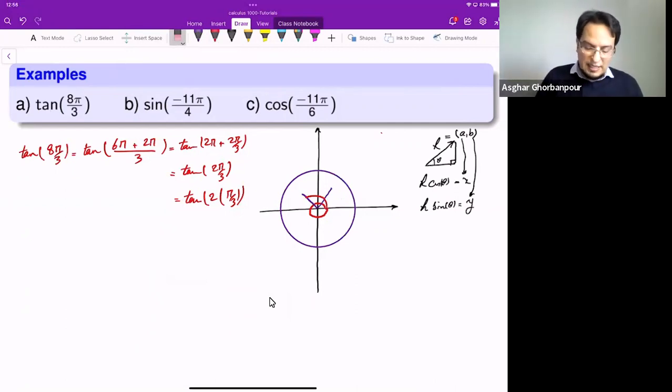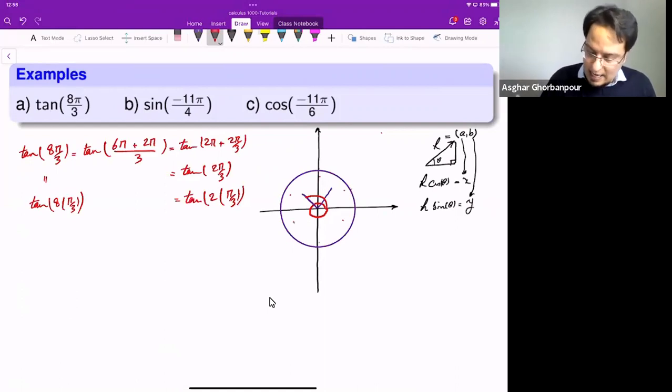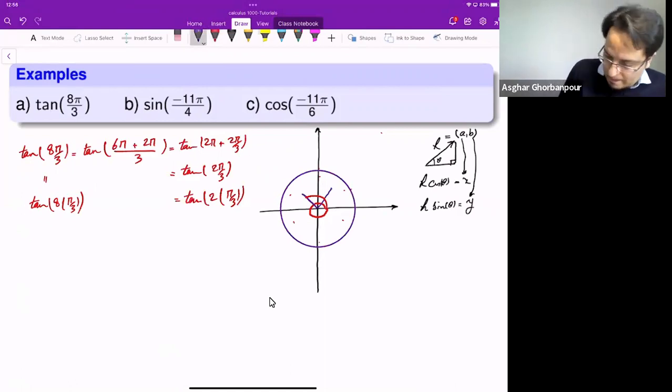Well, one could have done this from the beginning, saying that 8 pi over 3 is nothing but picking 8 of these pi over 3s. So 1, 2, 3, 4, 5, 6, 7, 8. This is the angle there. We found the angle.